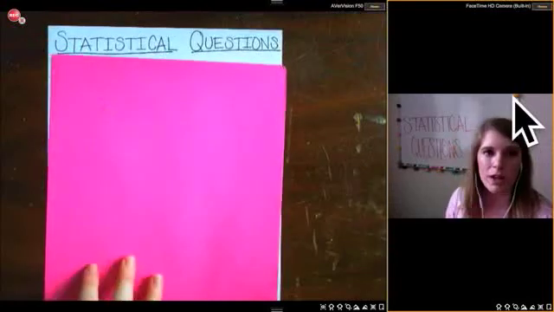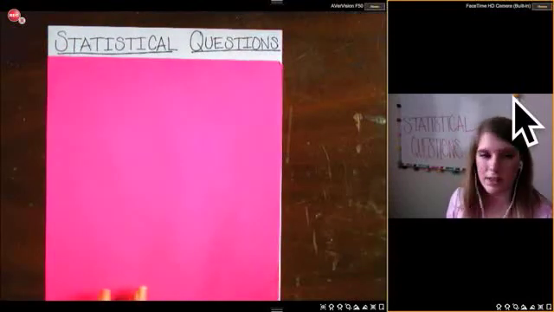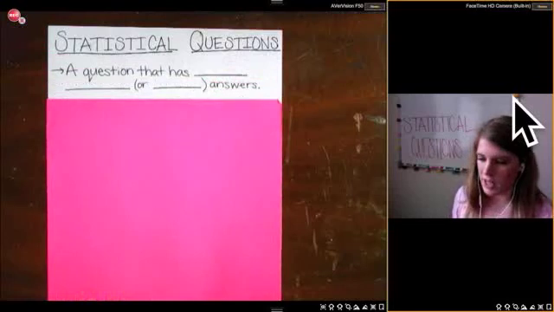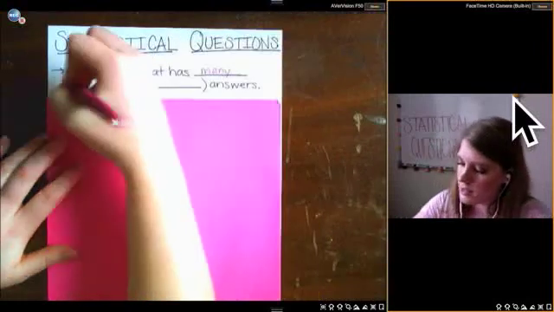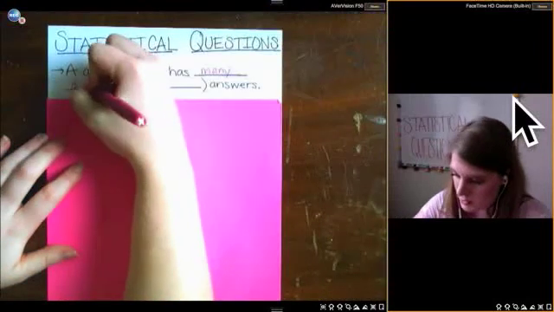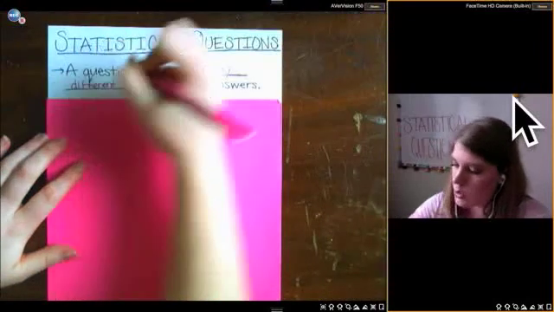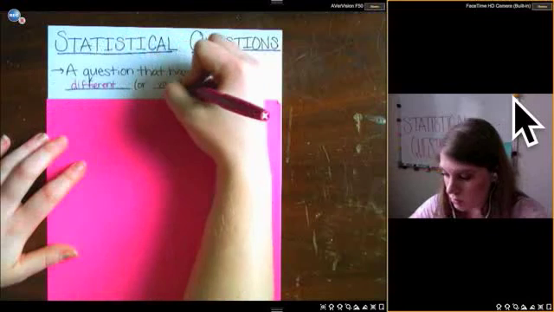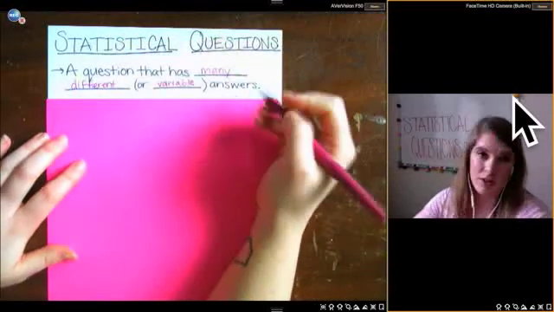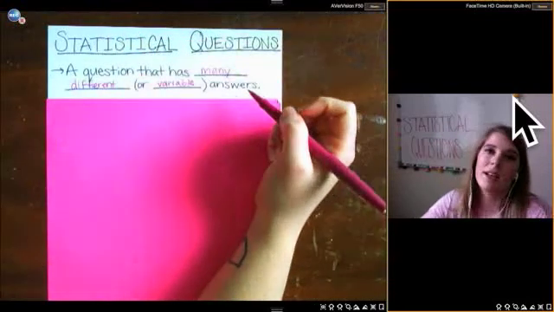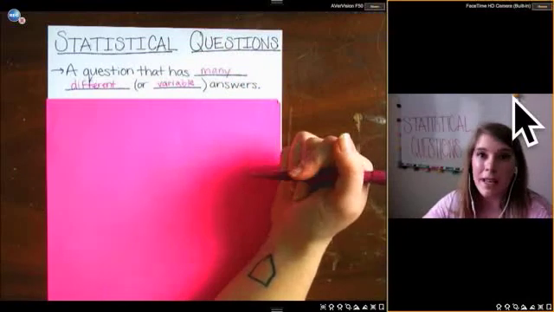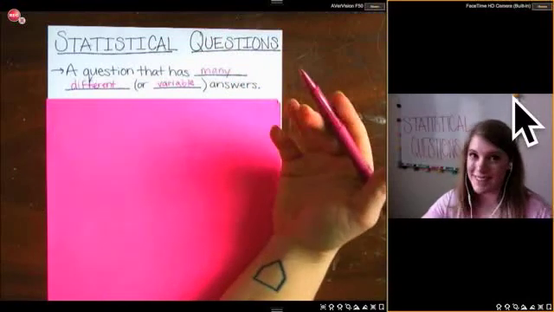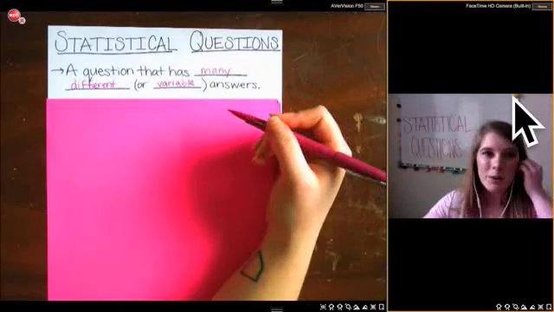So the first one we're going to talk about is statistical questions. A statistical question is a question that has many different, or we could use the word variable, answers. What that's saying is if you ask a question and you could get many different answers to it, it's statistical. And so variable goes along with that.